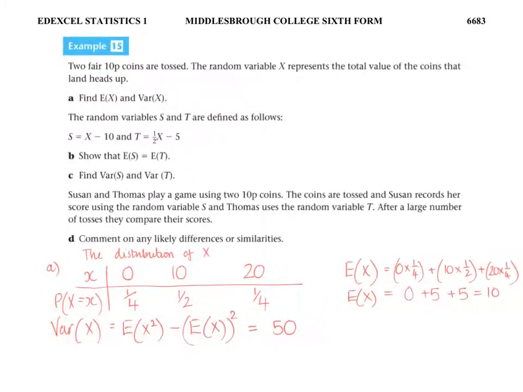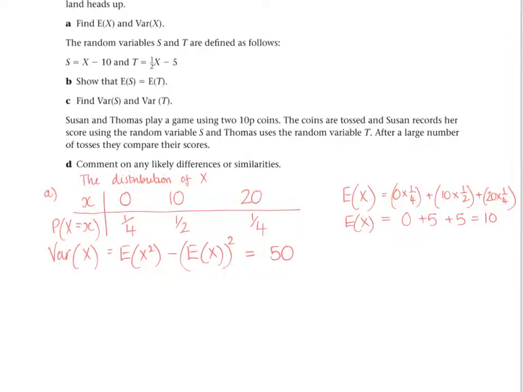Right, moving on to the next part then. The random variables S and T are defined as follows. S is equal to X minus 10 and T is equal to a half of X minus 5. So we've got a relationship between S and the original variable X, and we've got a relationship between T and the original X as well. So when we work these out, we do it in relationship to the expectation of X.